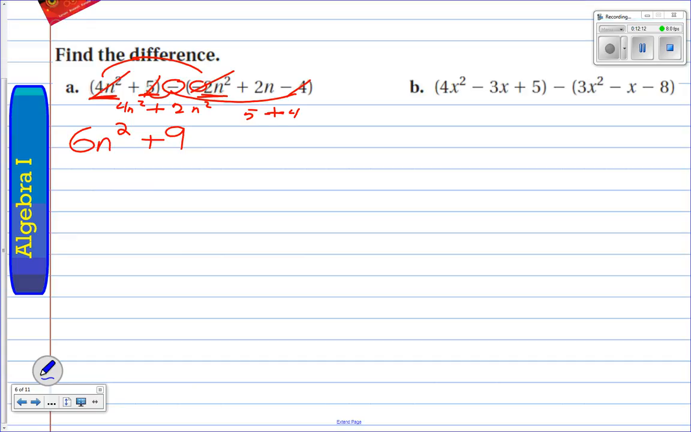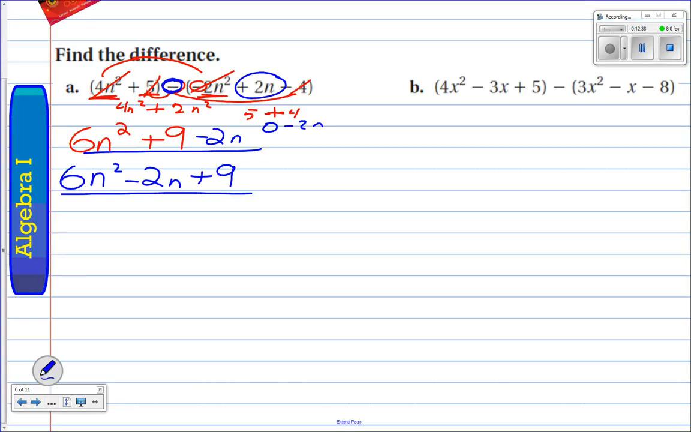The last one, all that's left, is a 2n. But I have to remember, there's a minus 2n. So I have 0n out here, because there were no terms that are just n's. 0n minus 2n. So I have 0 minus 2n is a negative 2n. We always want to write it in decreasing powers of x, or in n in this case. 6n squared minus 2n plus 9.